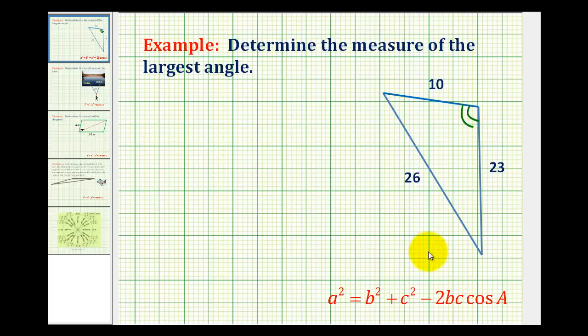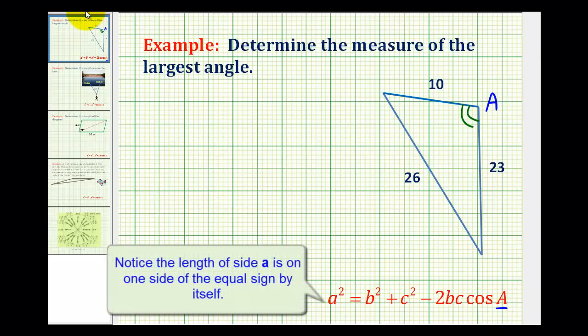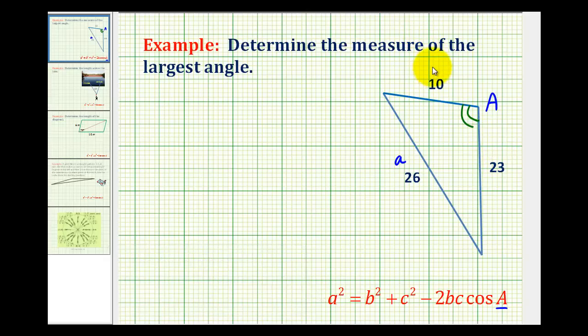The law of cosines is usually expressed three different ways. If we want to use this form of the law of cosines, we're going to want to label this angle here, angle A, for the angle that we'll use. So if this is angle A, then the opposite side will be side A, and the other two sides that form angle A will be sides B and C in no particular order. Let's go ahead and call this B, and we'll call this C. And now we can go ahead and apply the law of cosines.